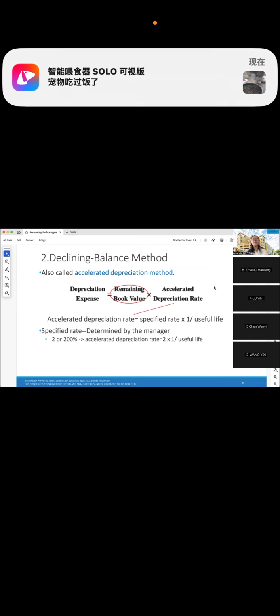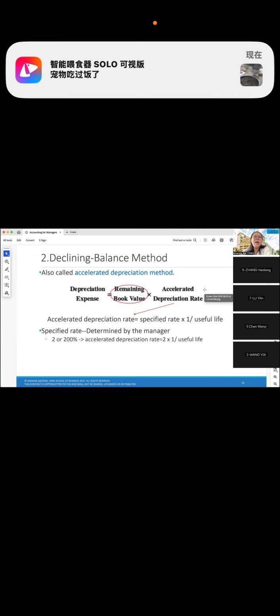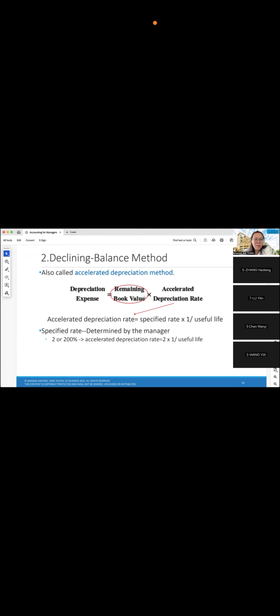Okay, so how do we calculate depreciation expense under the declining balance method? For the formula, it would be the remaining book value as at the end of each period multiplied by the accelerated depreciation rate. How do we calculate the accelerated depreciation rate? We take the specified rate, and in our case it is going to be 2, multiplied by 1 over useful life. Which means that for the purpose of our class, it is always 2, so the accelerated depreciation rate would always be 2 over useful life.